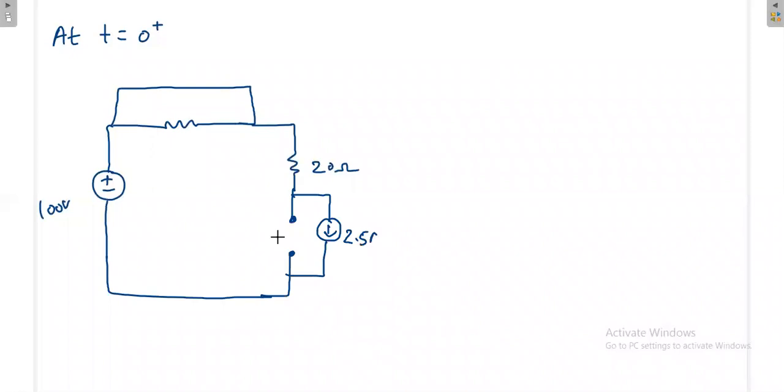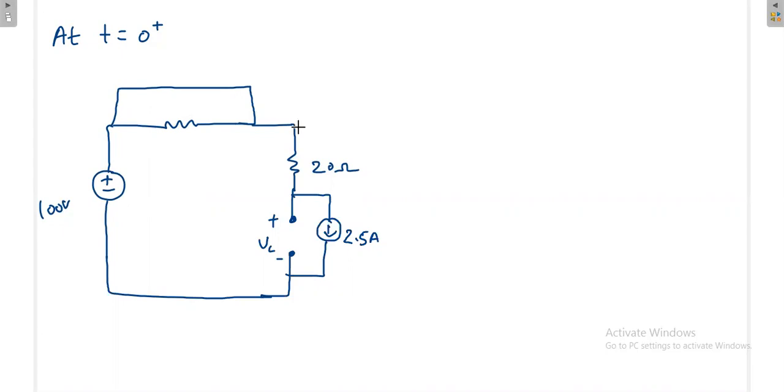Then again, just because it is open, it will have some voltage. We do not know that voltage. That voltage will be decided by the rest of the circuit elements. We will call it V_L, the voltage drop across the inductor.